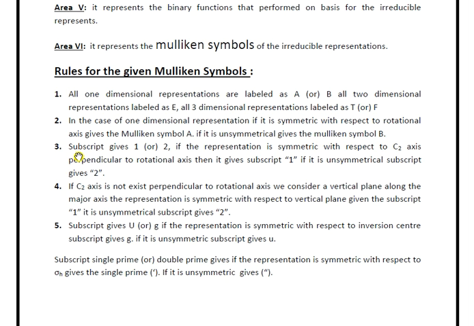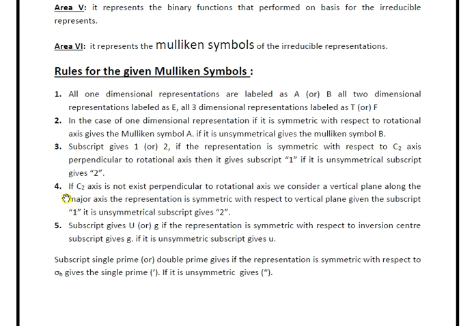Next, rule 3. Subscript gives 1 or 2. If the representation is symmetric with respect to the C2 axis perpendicular to the rotational axis, then it gives subscript 1. Here the rotational axis is nothing but the principal axis. If it is unsymmetrical, subscript gives 2. So with respect to C2, if it is symmetric, we give subscript 1. With respect to C2, if it is unsymmetrical, then we give 2.